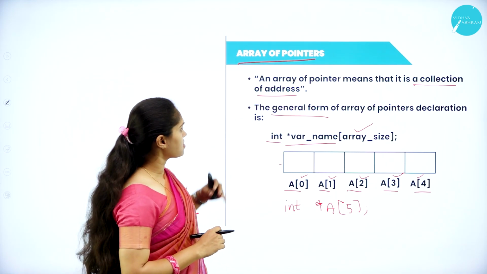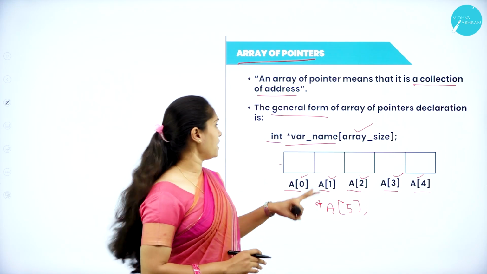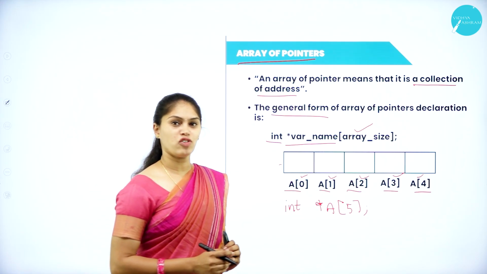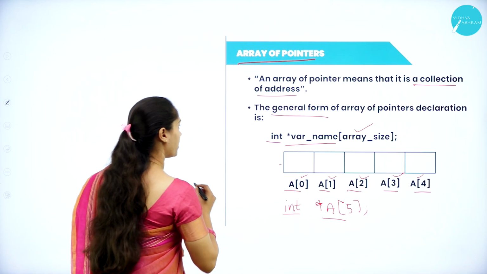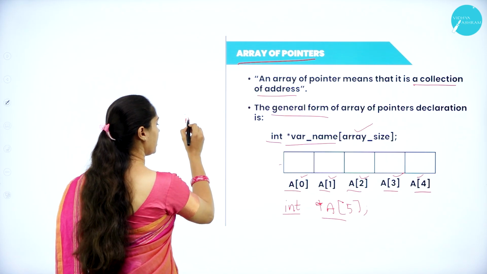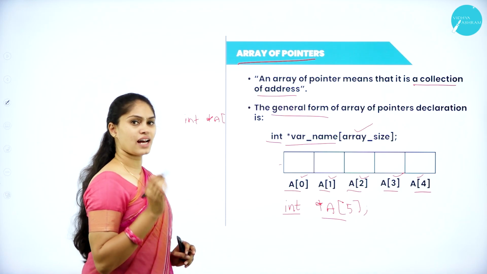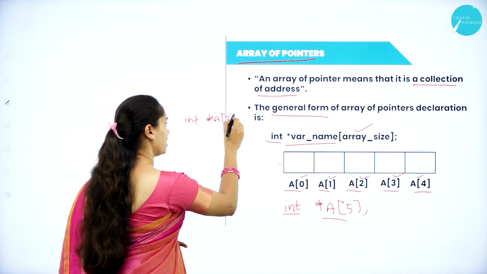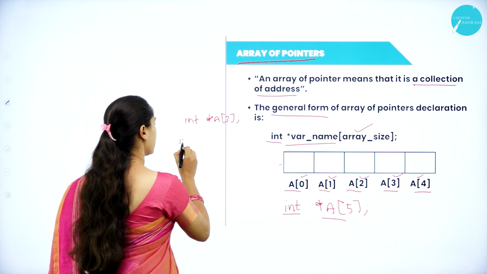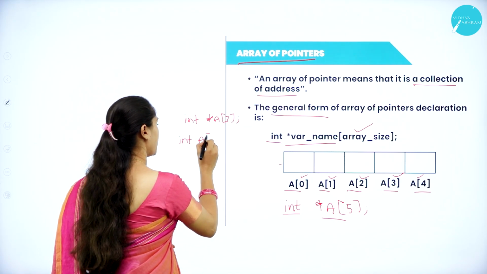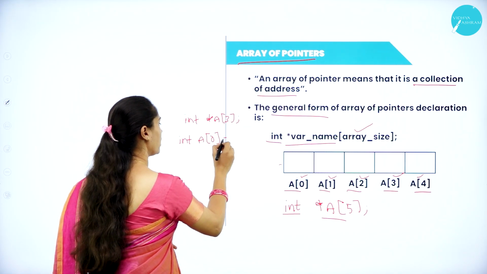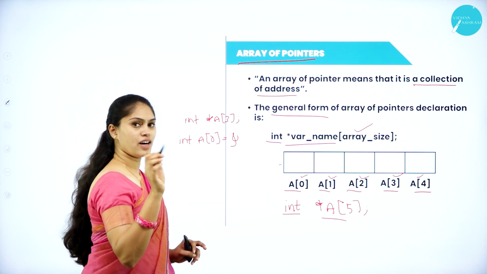This array will store the addresses, or hold the collection of addresses. Now let me take one example to illustrate the array of pointers. Here I have declared an array of pointers, int star A of 5. Up to 5 elements I can take, but here I am going to take only 3. So int A of 0 will hold the address of the first element.